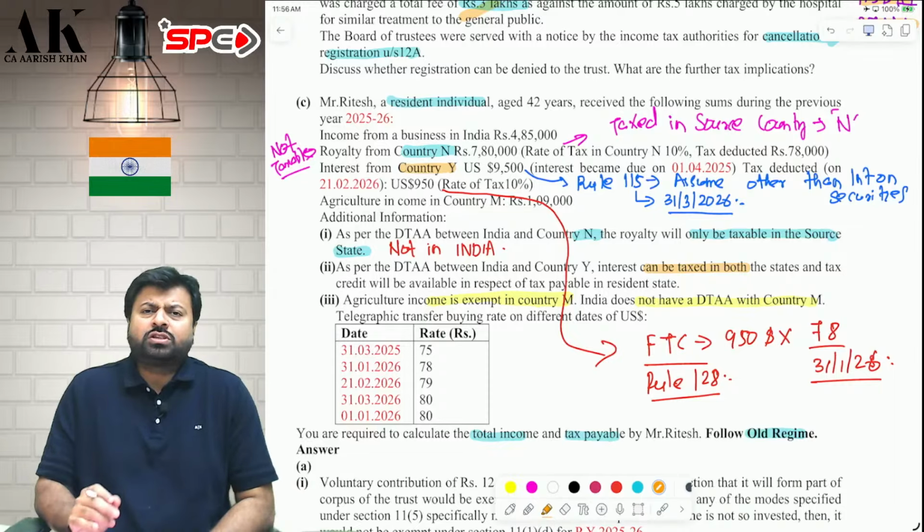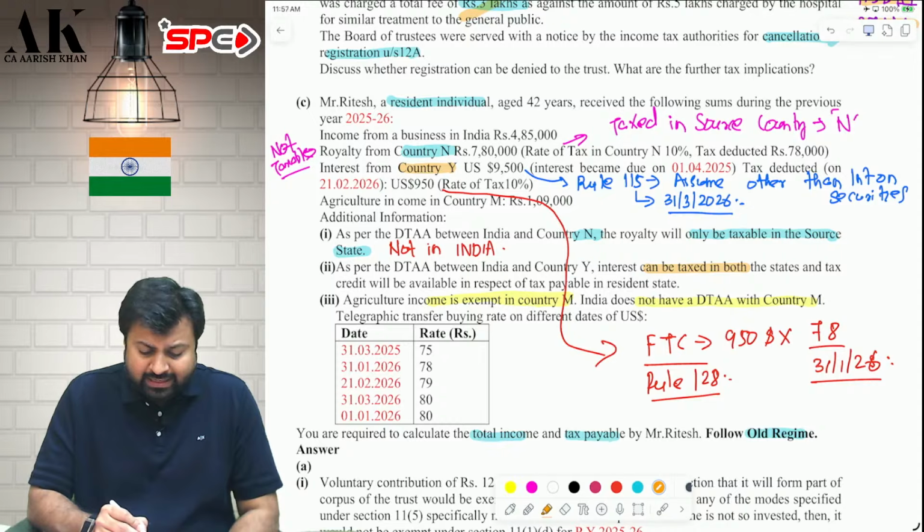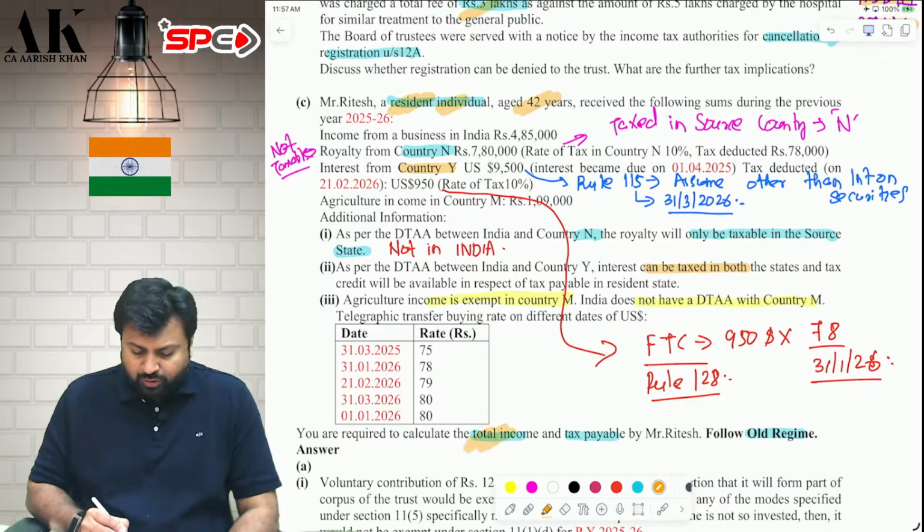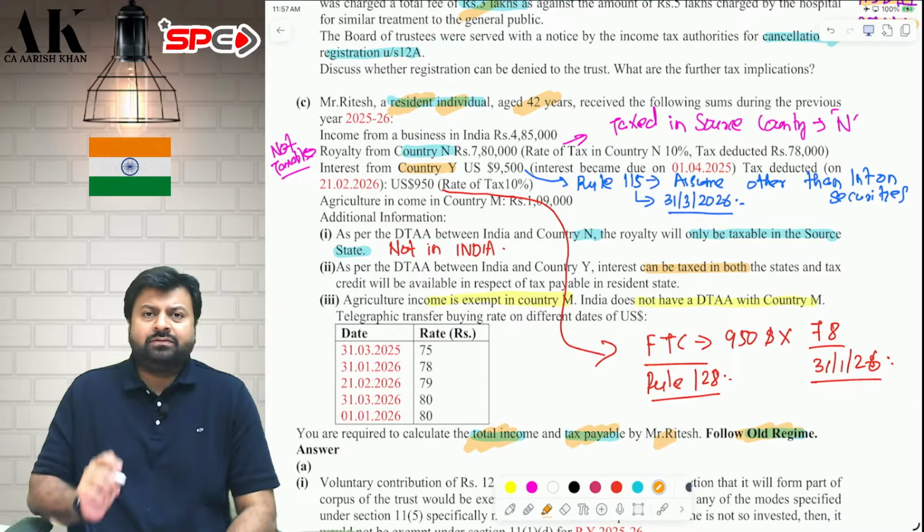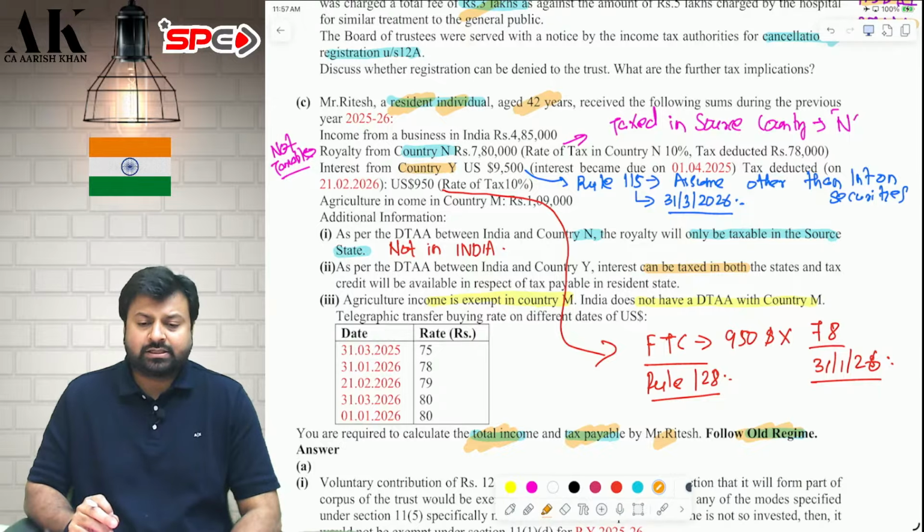Very, very beautiful question. The next question is also a beautiful question of DTAA. Mr. Ritesh is a resident individual aged 42 years. We have to compute the total income and tax payable of Mr. Ritesh, and follow the old regime. You have to follow the old regime for the purpose of calculation of tax.